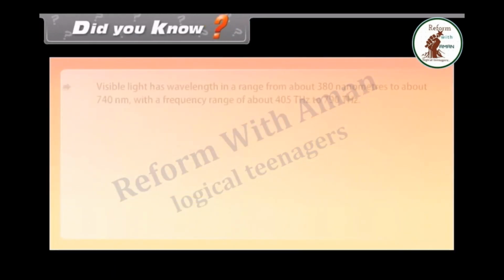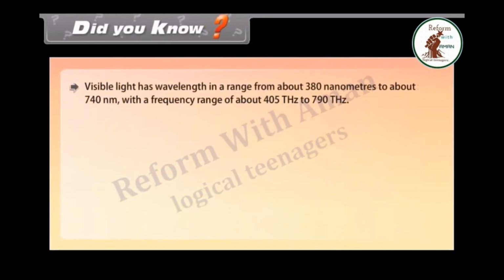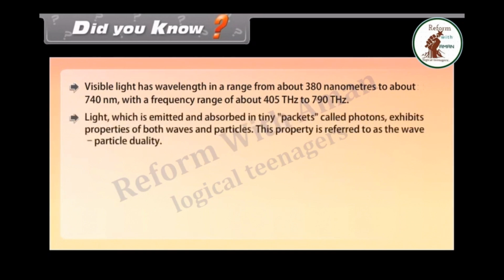Did you know, visible light has a wavelength in a range from about 380 nanometers to about 740 nanometers with a frequency range of about 405 terahertz to 790 terahertz. Light, which is emitted and absorbed in tiny packets called photons, exhibits properties of both waves and particles. This property is referred to as the wave-particle duality.